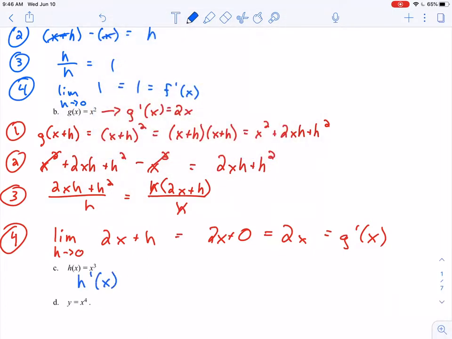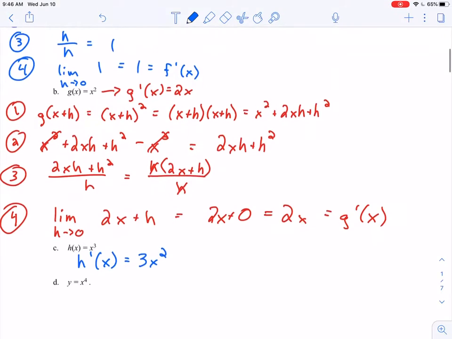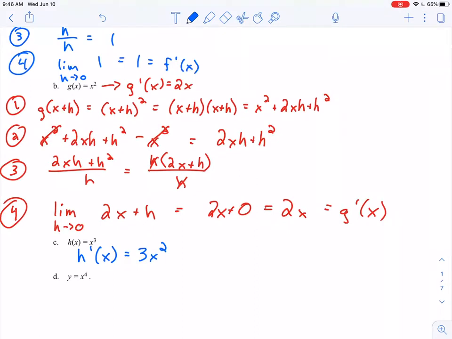If I just tell you, okay, if I start with h of x equals x cubed, the derivative of that function is 3x squared. If I bump that exponent up one more time, y equals x to the 4th, hopefully we can look at this and start to make an educated guess. y prime, the derivative of that, will be 4x to the 3rd power.